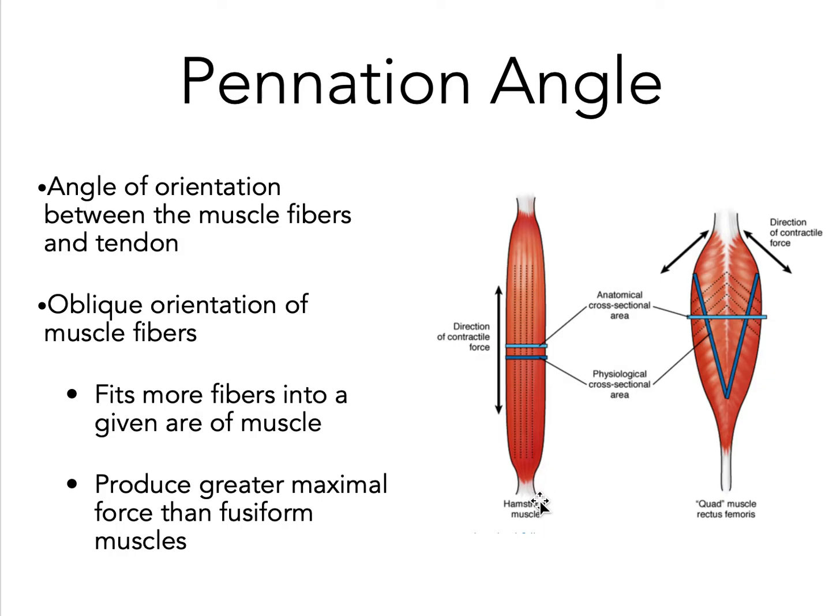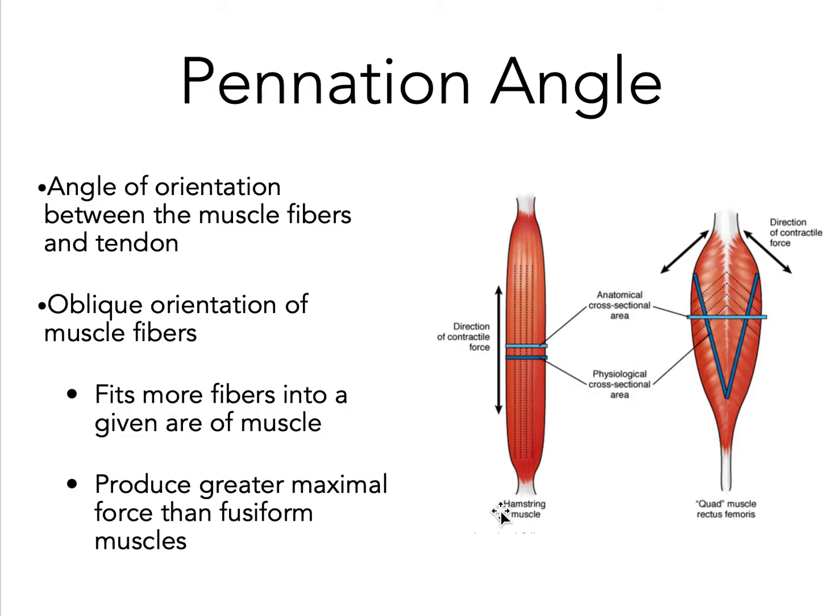Oblique orientation of muscle fibers is beneficial because we're able to fit more muscle fibers into a given muscle, such as demonstrated right here in the quadricep group. It will produce greater maximal force than fusiform muscles, demonstrated right here. So, once again, if a muscle attaches parallel to the tendon, the pennation angle will be 0. In this case, all of the force generated by the hamstring muscle is transmitted to the tendon and across the joint. So if the muscle generates 100% of force, 100% of that force will be transferred onto the tendon.